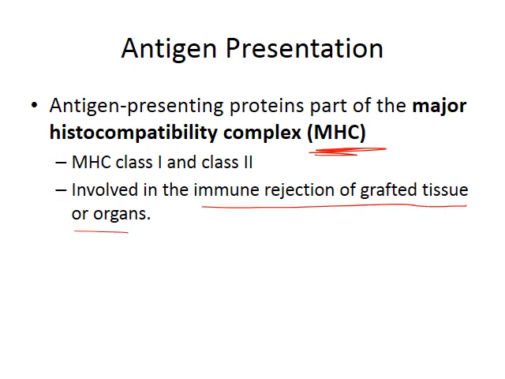So whenever people ask whether you are compatible with someone to give a kidney or any other organ, this is what they're talking about: the MHC class 1 and 2.